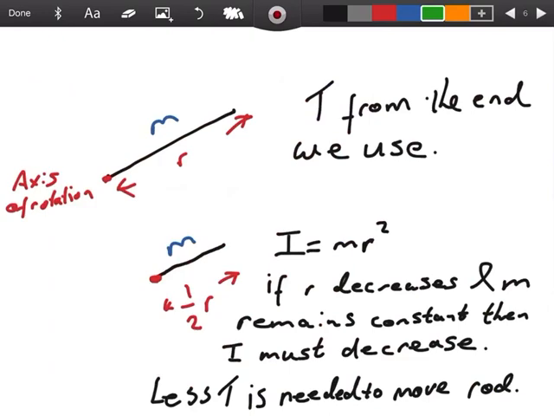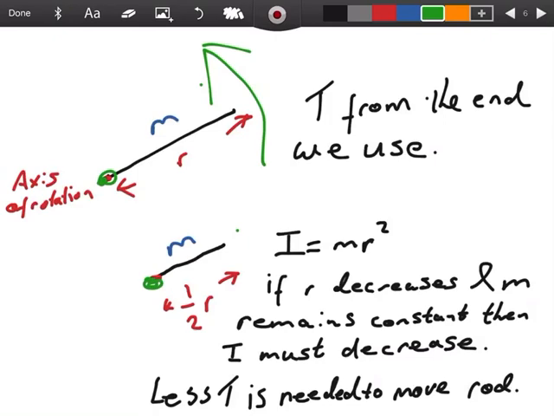Now, I've drawn two rods here, one here and one here. They've both got the same mass, but one has a radius of r and one has a radius of half r. When we use the torque here, we always use it from the end, for inertia, that is. And this is the centre of rotation here.